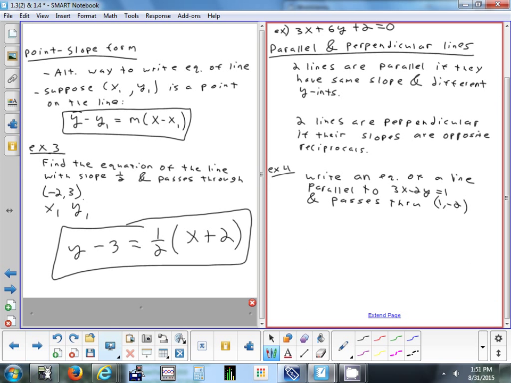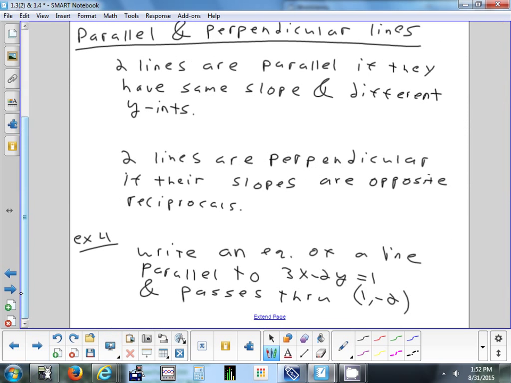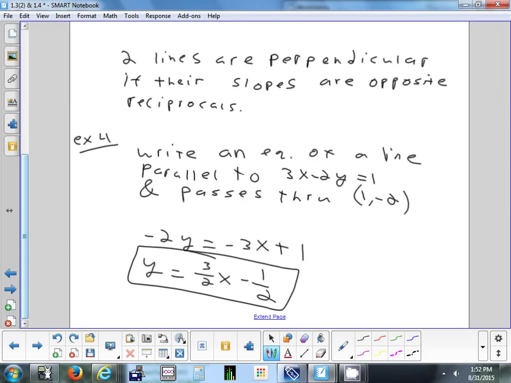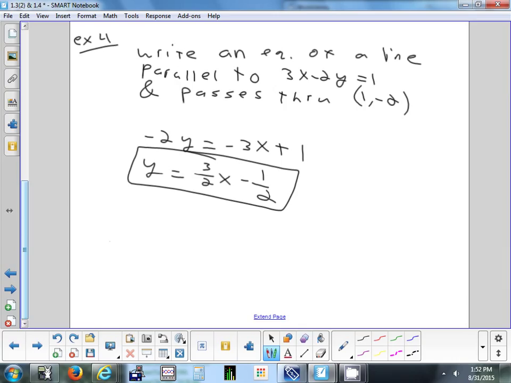Okay, so in this one, if I said, write an equation that's parallel to this line, well, the first thing I need is the slope of this line. So I would get y by itself. Okay, by moving 3x to the other side, divide by -2. Now I know the slope. So if I want a line that's parallel to this one, just use my point slope form.